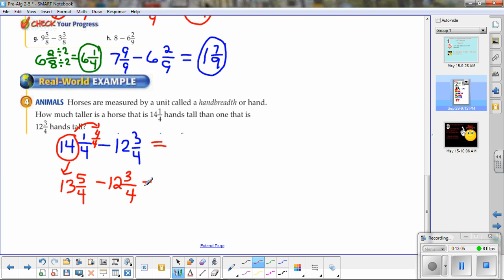13 take away 12 is 1. 5/4 minus 3/4. 5 minus 3 is 2. And then you keep the denominator the same. Simplify by dividing both the numerator and denominator by 2. 1 1/2. The first horse is 1 1/2 hands taller.